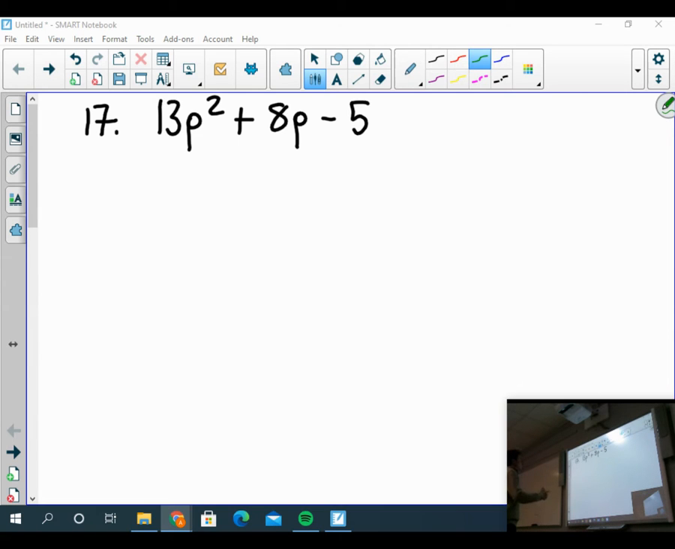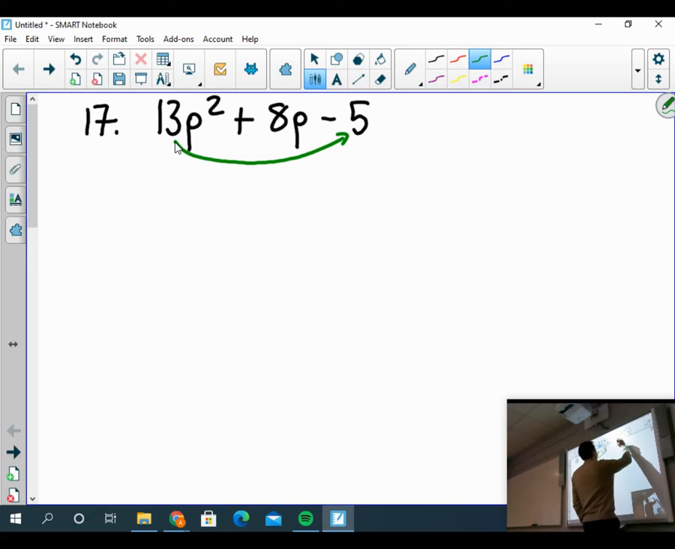Okay, so the process we're doing here is we are looking to factor this trinomial. And I notice offhand that there is a number in front of my first term. So what am I going to do first? Well, your first step is to multiply that coefficient of the first term by the last term, which is a constant. So I'm going to do 13 times negative 5.